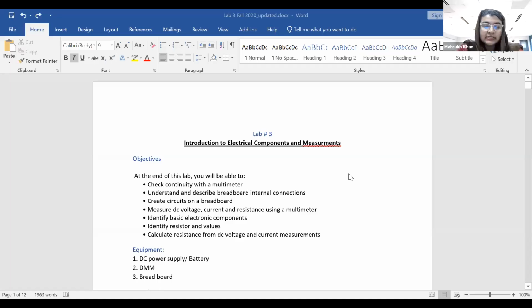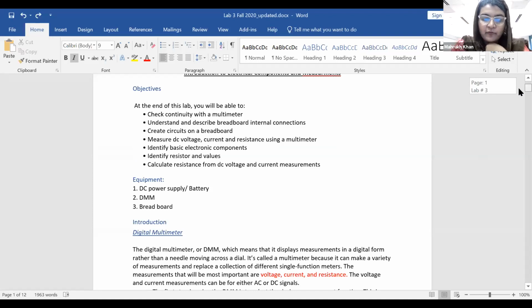Okay. So this is lab number 3, and these are the objectives. So we will try to know all the equipment that we will use in this lab, most of the equipment, I think. And I prefer that you build the circuit, show me, and then log off.